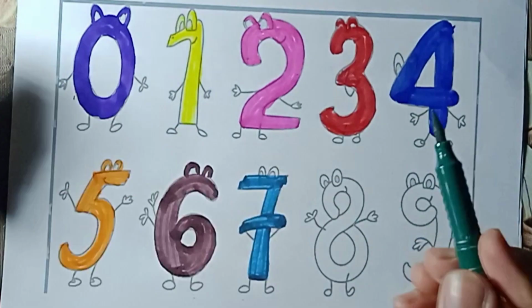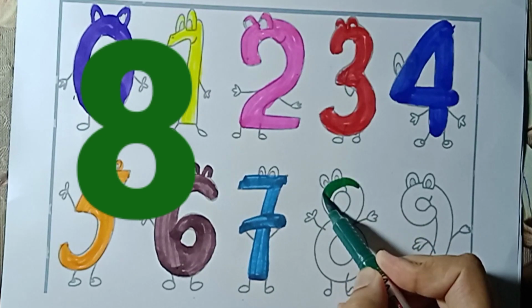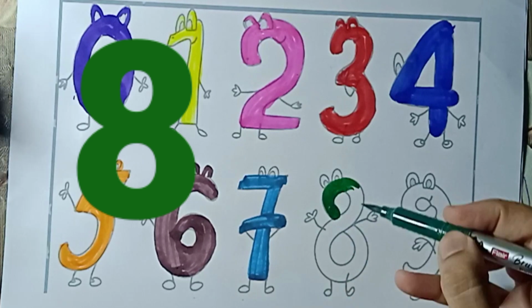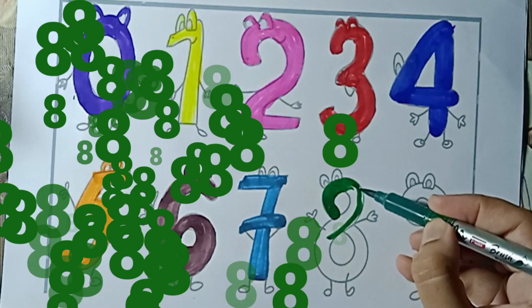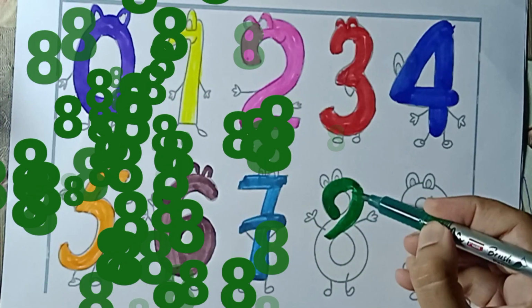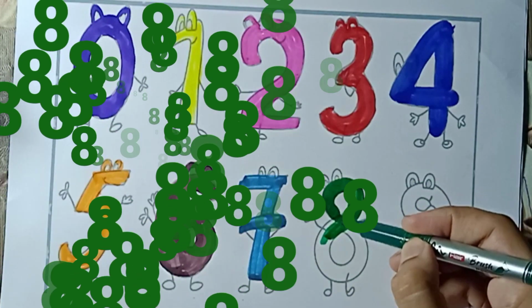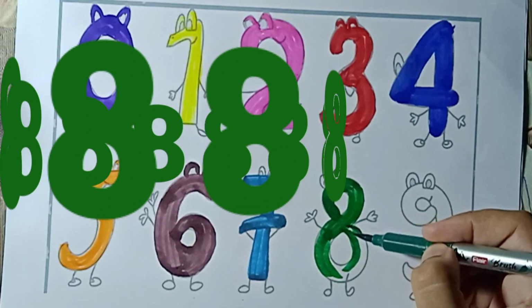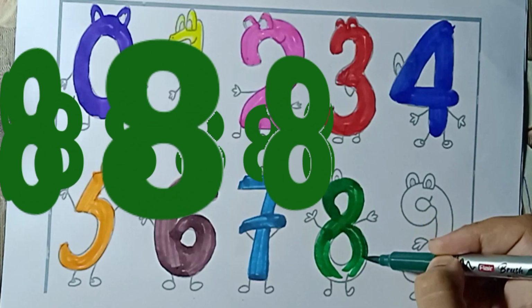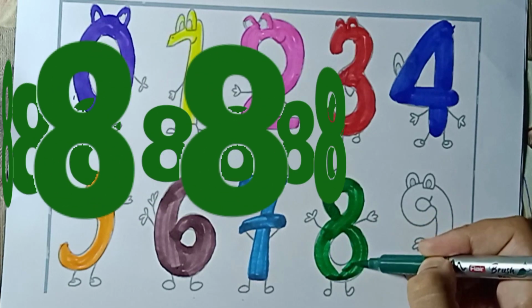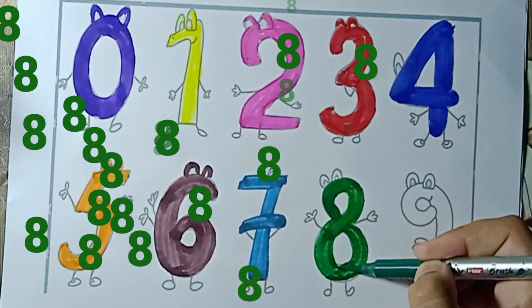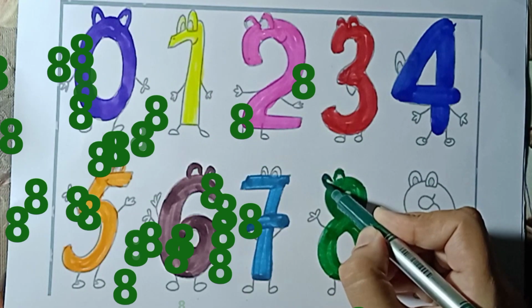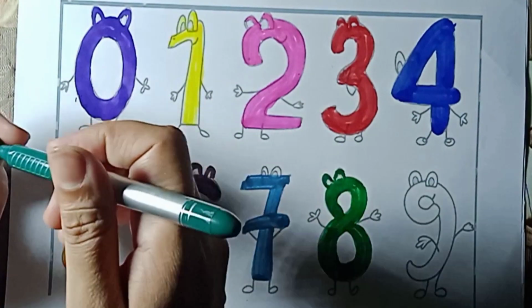Green color. 8. Green color. 8. Which number is this? 8. And which color is this? Green color. Green color. 8.